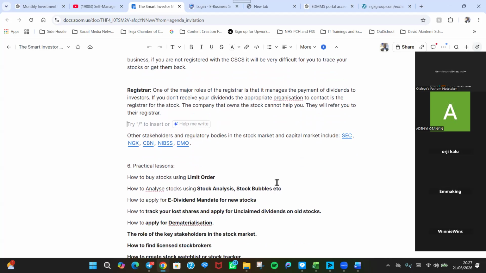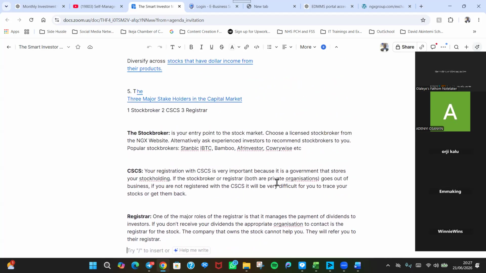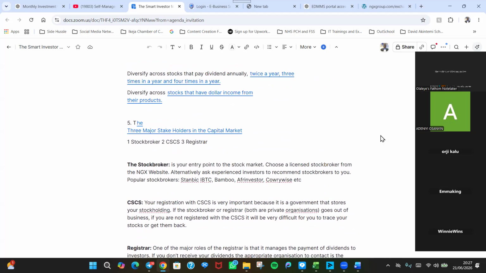Dollar vault. Okay. So this, dollar vault and naira vault. Real estate. Okay, real estate is another one.